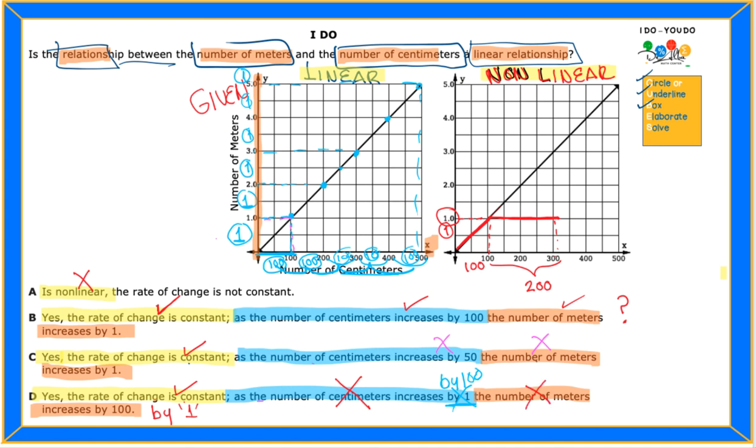So our answer is definitely letter B. This is our very correct answer.